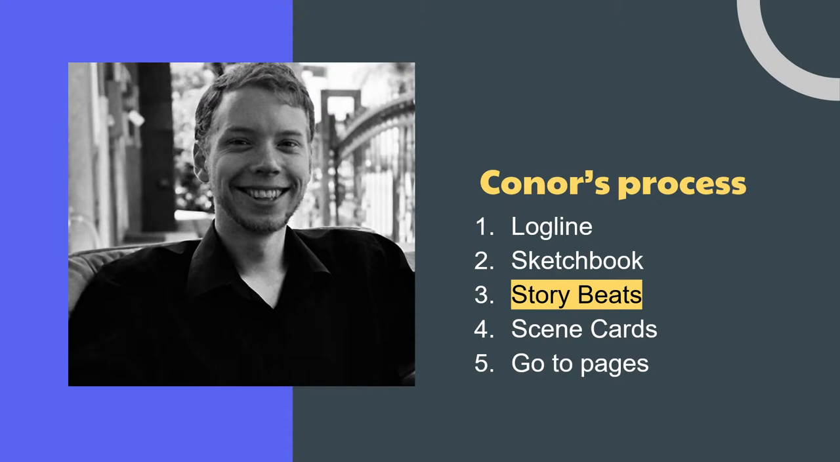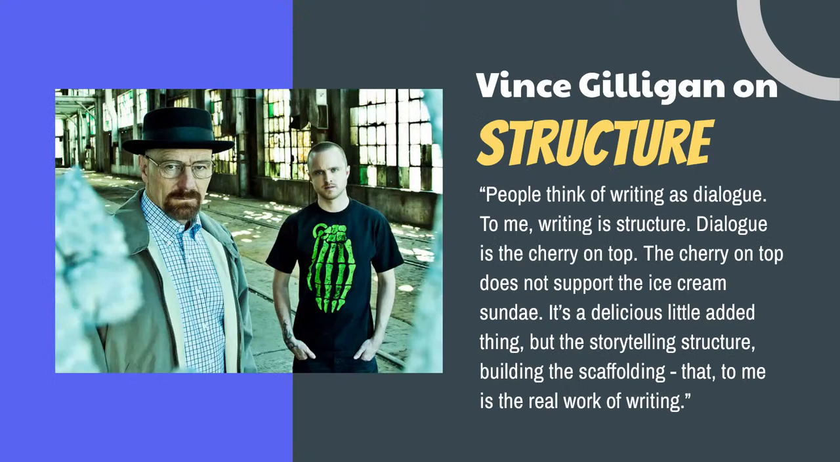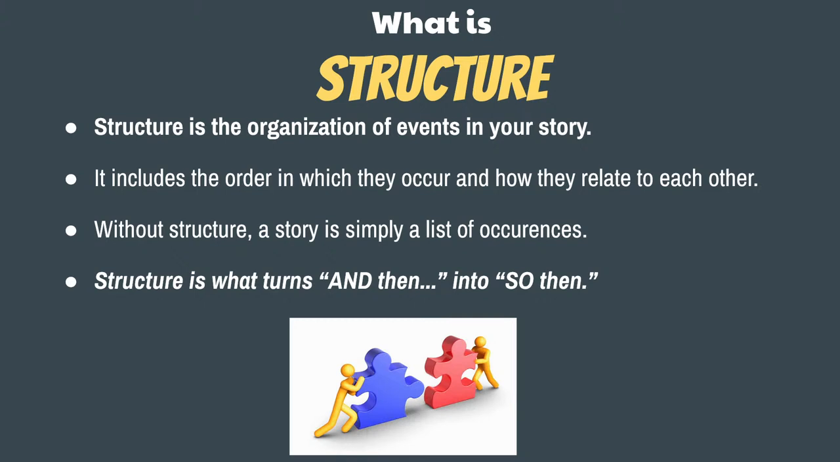Okay, let's keep going. So I'm going to skip a slide. So structure, we'll talk structure. This is the organization of events in the story. This is the order that stuff occurs in and how it relates to the last thing that happened and the thing that comes after it. Without a structure, a story is just a list of stuff occurring.